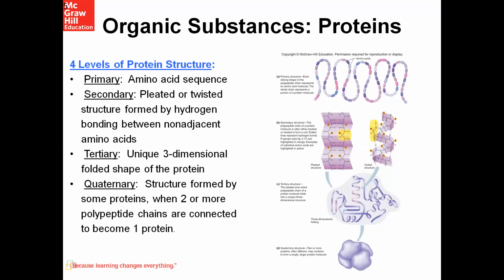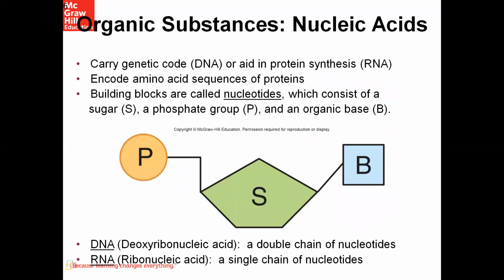Now, also as a little bit of review, let's talk about nucleic acids. Nucleic acids, we think of as our DNA or our RNA. DNA is deoxyribonucleic acid. RNA is ribonucleic acid. Both of them carry a phosphate sugar backbone.